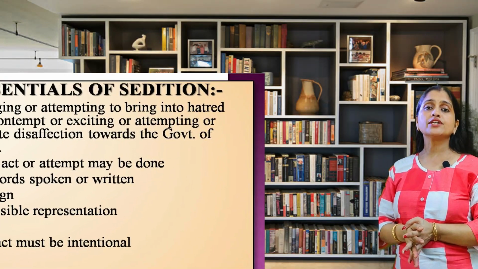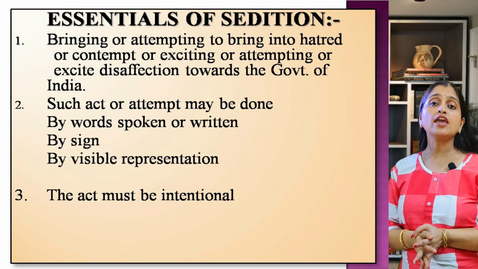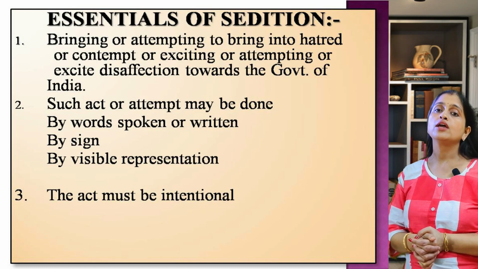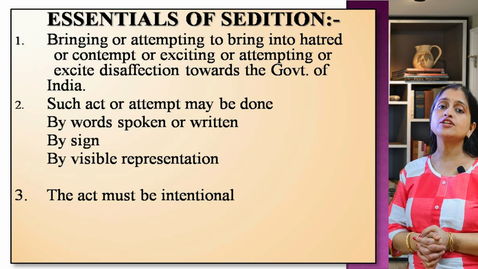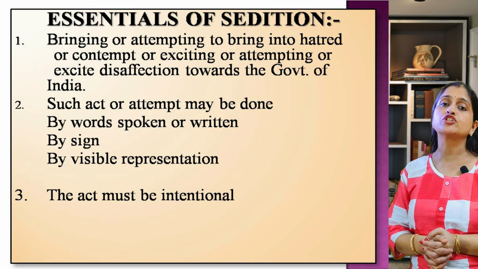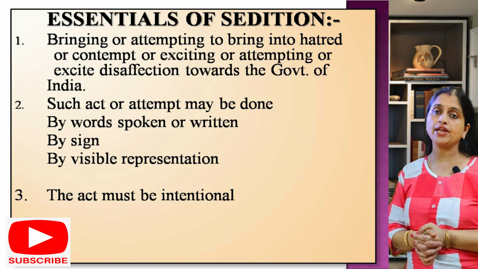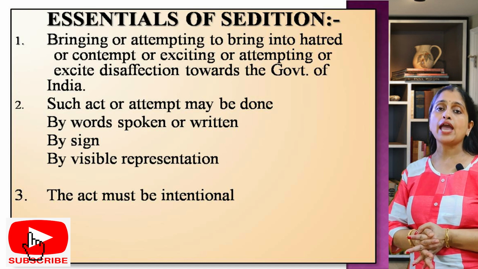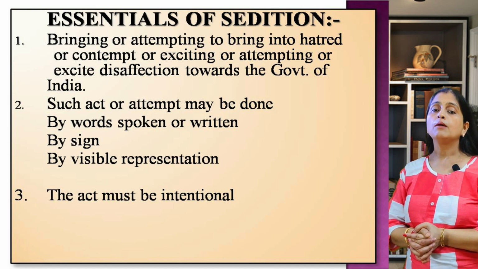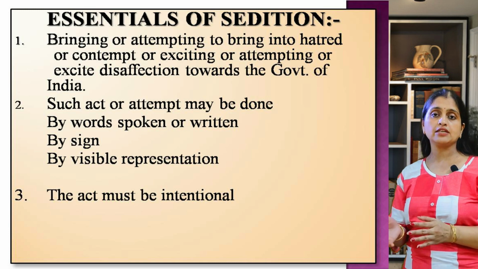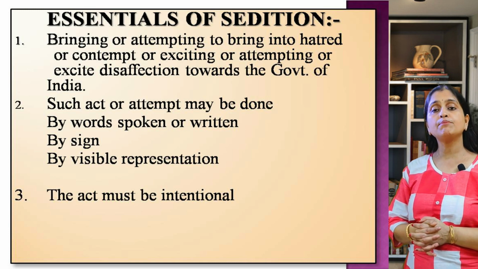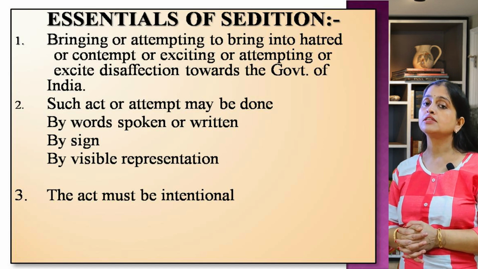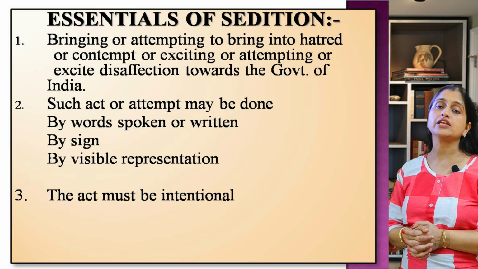What are the essentials of sedition? First one is bringing or attempting to bring into hatred or contempt or exciting or attempting to excite disaffection towards the government of India. The second essential of sedition is such act or attempt may be done by words spoken or written, by sign, by visible representation. The third essential of sedition is the act must be intentional.